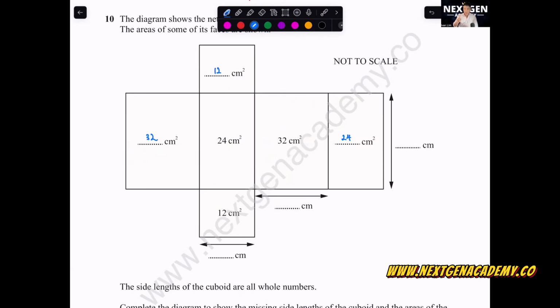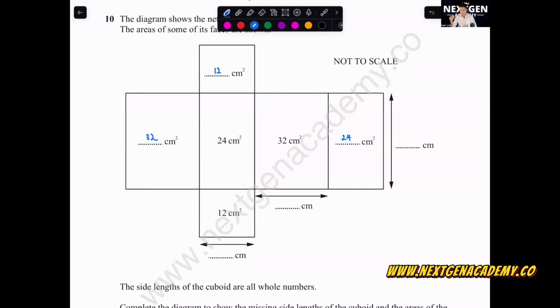Here is 12. One of the properties we need to know for a cuboid or a cube is that there are 3 pairs of faces with the same area. But how do we find the length? We have 12, 32, and 24. Do we do trial and error here? We want to get whole numbers.